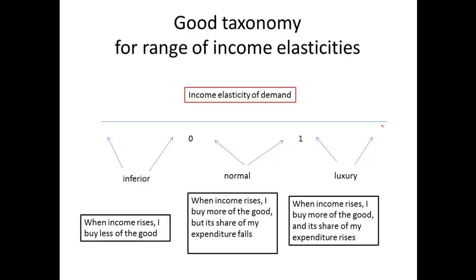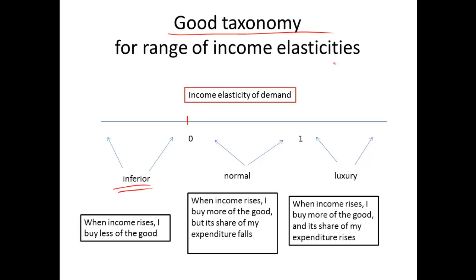Let's sum it up. So the taxonomy of goods for ranges of income elasticities. Well, first of all, when income rises and the absolute quantity consumed falls, we call that an inferior good. But we can make a little bit tighter distinction for products where, when income rises, the quantity consumed increases. Broadly speaking, we would call those normal goods. But we can even make a finer distinction than that.